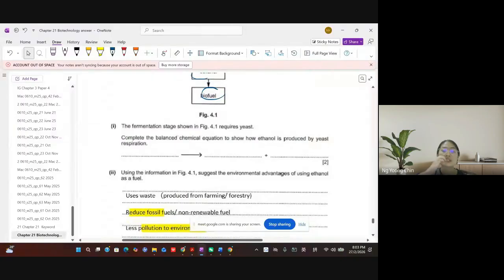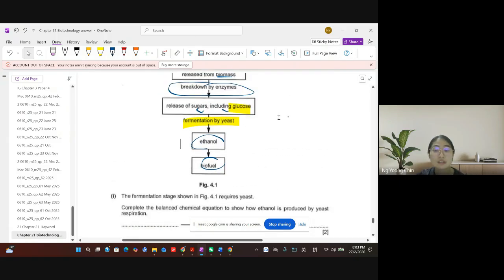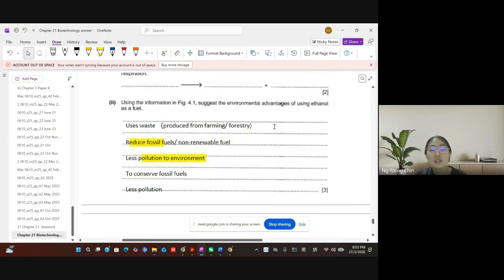See, write the equation. If you know how to write the equation already, just copy the equation that I showed you just now. Okay, and then this one suggests the environmental advantage of using ethanol as a fuel. So what's the advantage if you use ethanol?